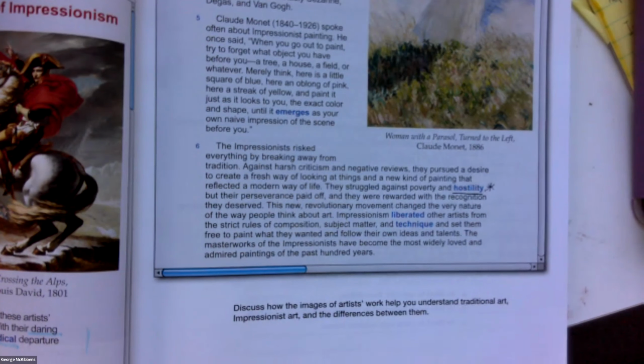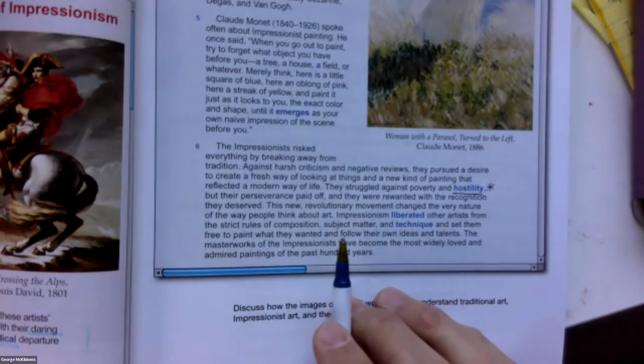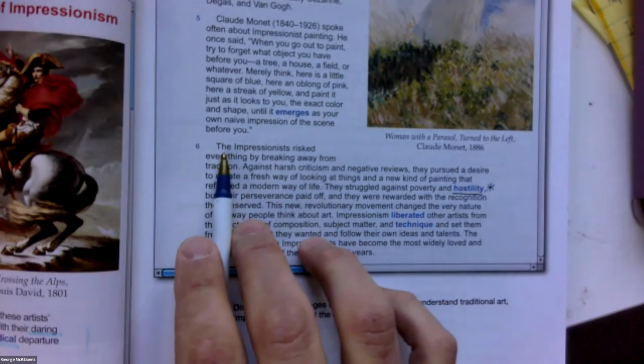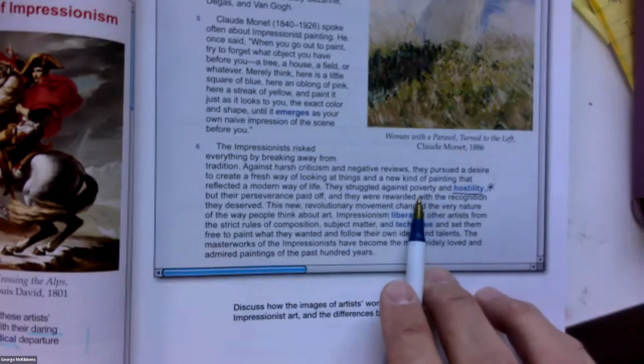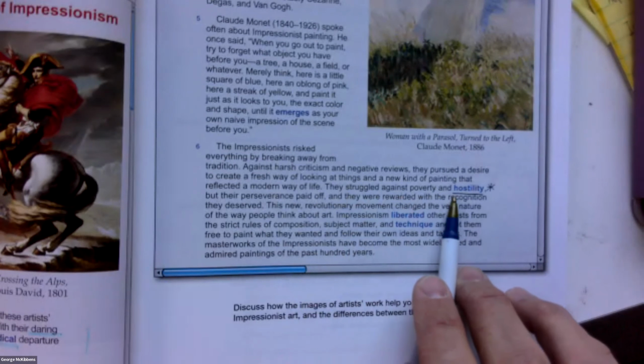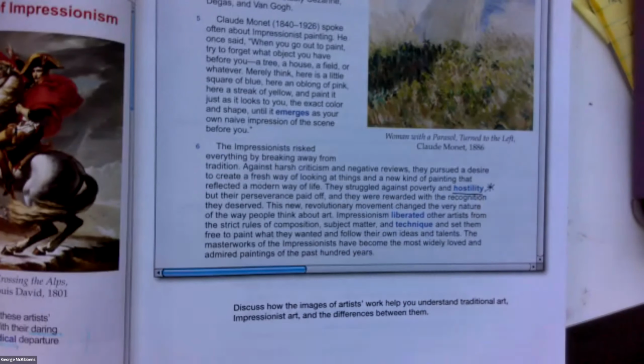Why would the Impressionists face hostility? Take a minute, and then whoever wants to answer, just raise your hand in the chat. So here, the beginning of the paragraph: the Impressionists risked everything. They struggled against poverty and hostility. Why would they face hostility? What's that all about?